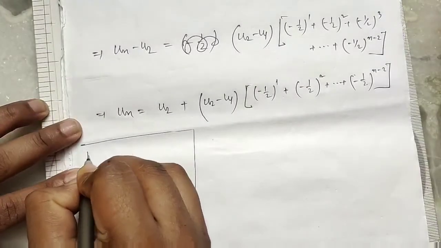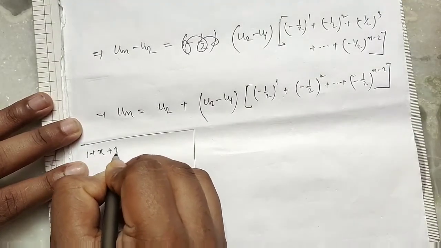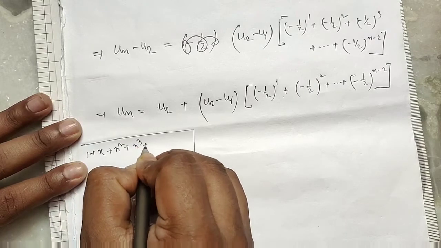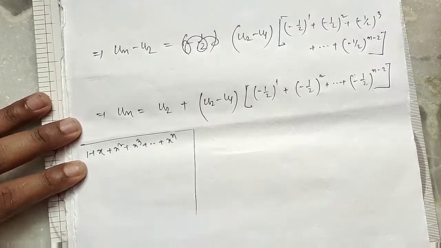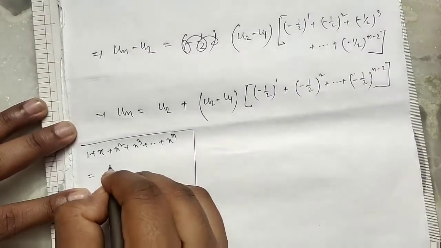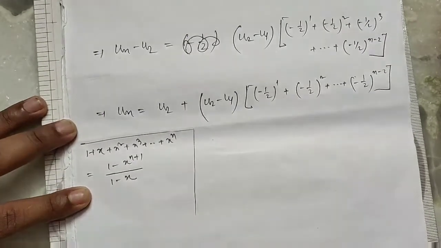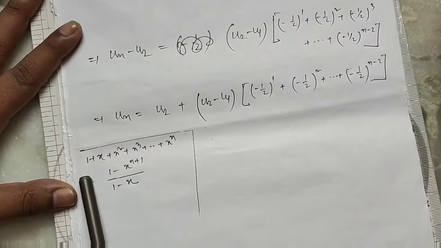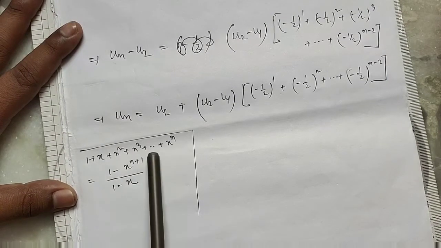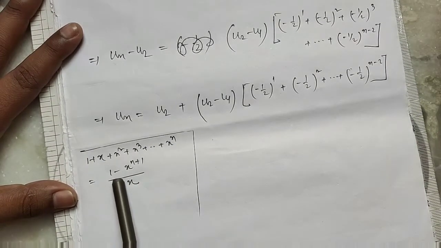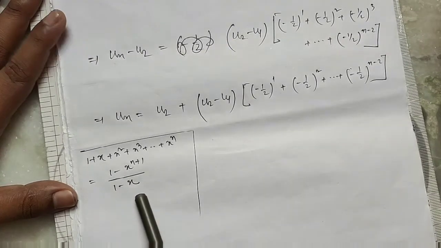Now we get a result: 1 plus x plus x square plus x cube plus ... plus x to the power n is equal to (1 minus x to the power n plus 1) by (1 minus x). Okay, this is our result. If 1 plus x plus x square plus ... plus x to the power n equals (1 minus x to the power n plus 1) by (1 minus x).